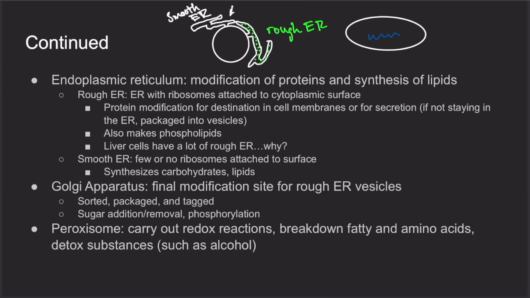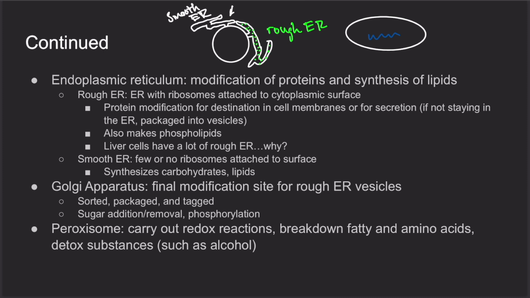Now, I want you guys to think about liver cells. They have a lot of rough ER, which I believe was another question on one of my midterms. So why would liver cells have a lot of rough ER? Well, think about the function of liver cells. Liver cells help break down substances in your body. Well, in order to break down, you have to have, what is that done by? Well, that's done by enzymes. Enzymes break down substances.